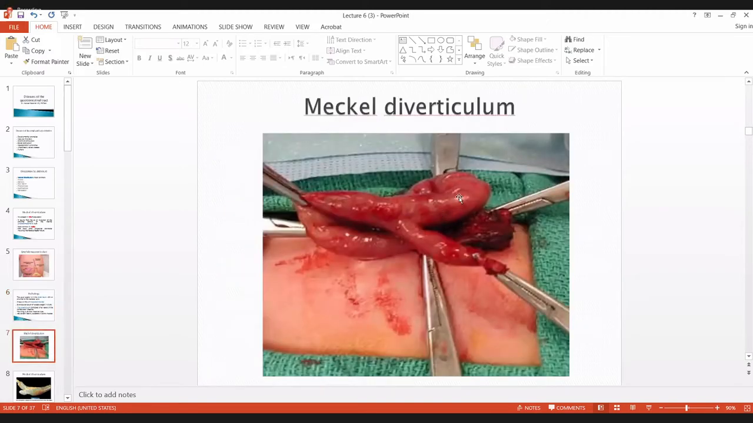زي ما حكينا this is the Meckel's, هاي شكل هي ال original lumen of the small intestine. This is the Meckel's diverticulum وزي ما حكينا it is a blind ended بيكون ال pouch is closed from the distal end.